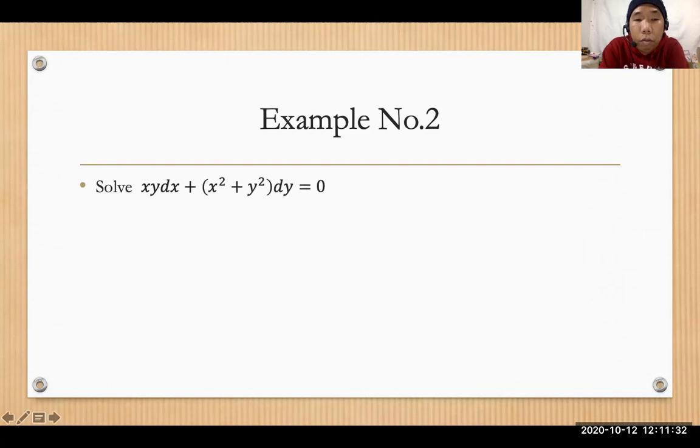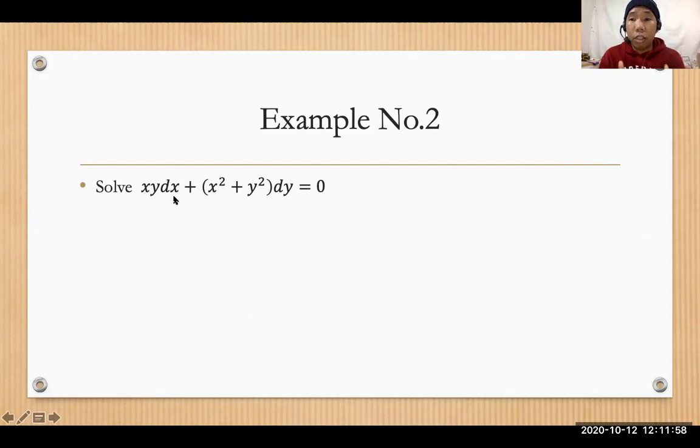Okay, this example will allow us to utilize the other transformation. In the previous example, we put y equal to vx. Now here, we will put x equal to v times y. Now, take a look at this. x times y dx plus x squared plus y squared times dy equal to 0.